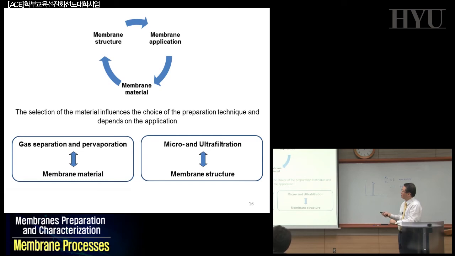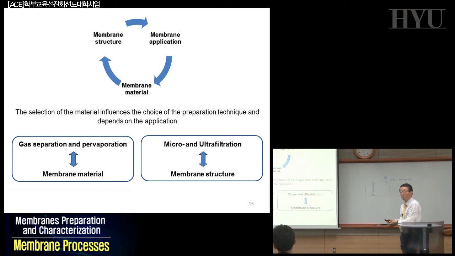And this membrane material may have a different membrane structure with a different porosity, pore size distribution, okay? Asymmetric structure will determine your membrane applications. Okay? So these are the three very important parameters. For example, gas separation and pervaporation membranes require a very thin or very dense layer on the top, at least, of your membranes.